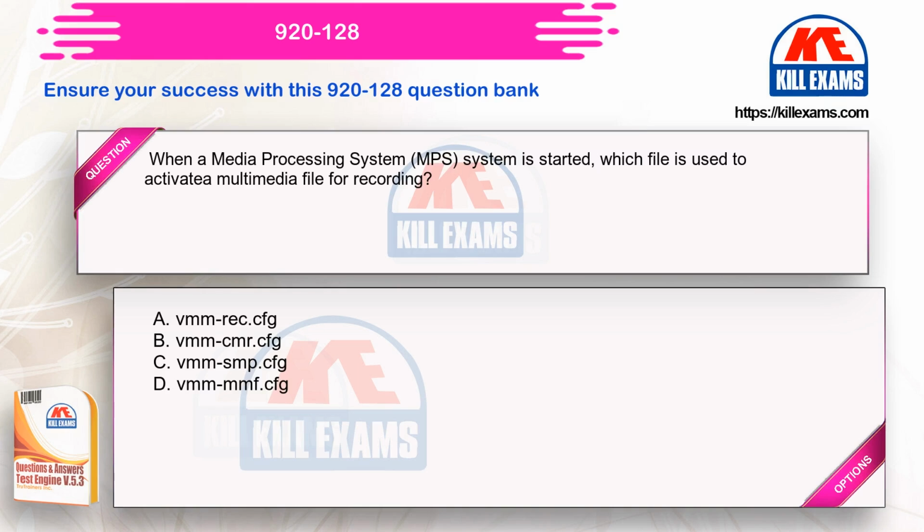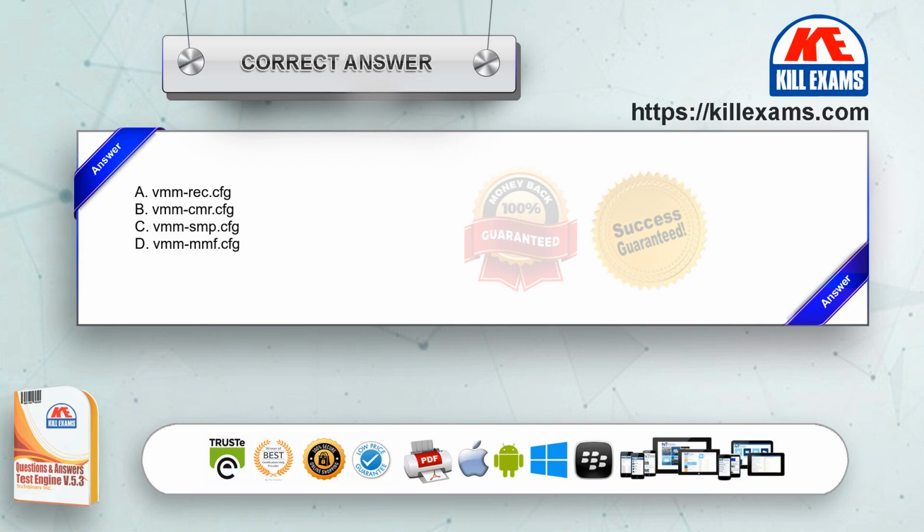When a media processing system, MPS, system is started, which file is used to activate a multimedia file for recording? Option A. vmmrec.cfg. Option B. vmmcmr.cfg. Option C. vmmsmp.cfg. Option D. vmmmmf.cfg. The correct answer is option D.